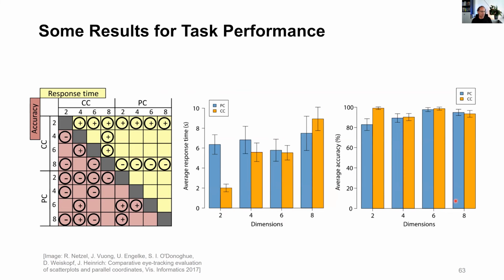If you look at accuracy, the differences aren't that pronounced. So the interesting thing here, at least in our study, was to look at the speed, how fast participants could perform the tasks. But these are only some of the results that we found for task performance.